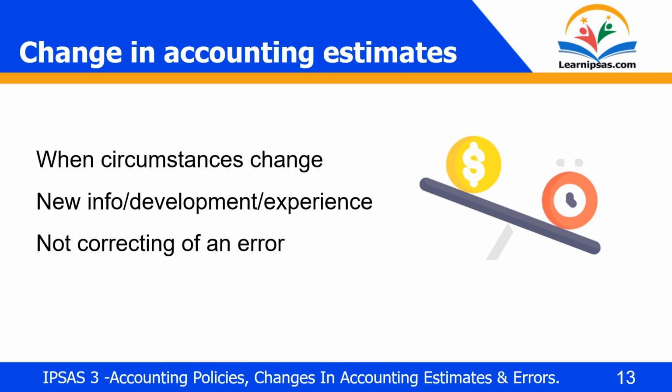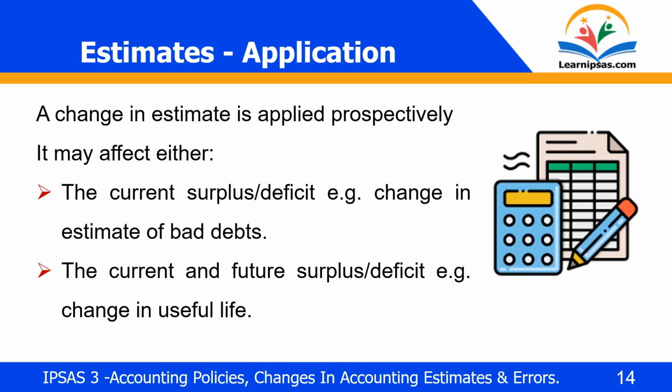Change in accounting estimates. When to apply? When circumstances change. New information or development or experience. For example, you had a vehicle, you are depreciating at 20%, but you may find that due to past experience, this vehicle can serve you for the next 10 years instead of 5 years. So you change what? Your estimates. A change in estimates is applied prospectively. It may affect the current surplus or deficit. It only affects the current and future surpluses.